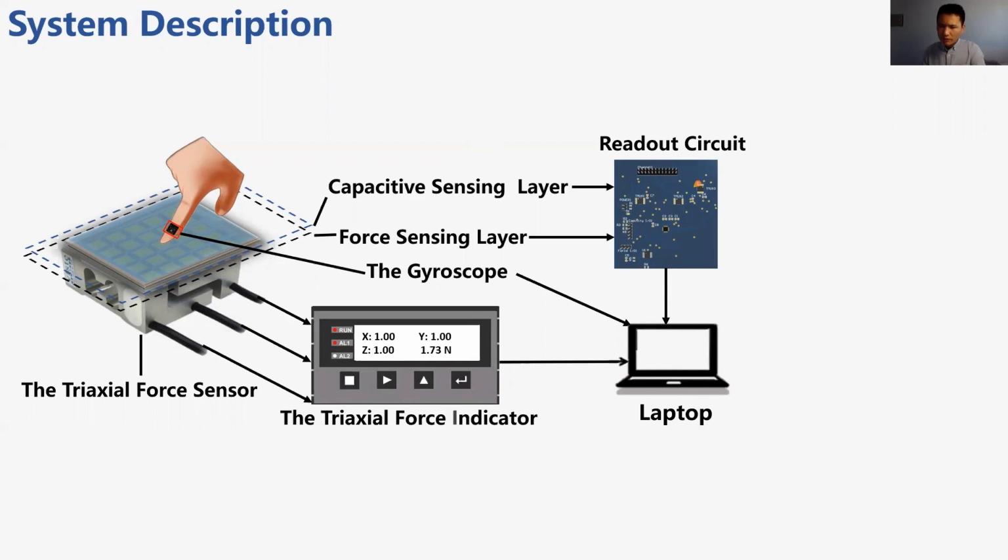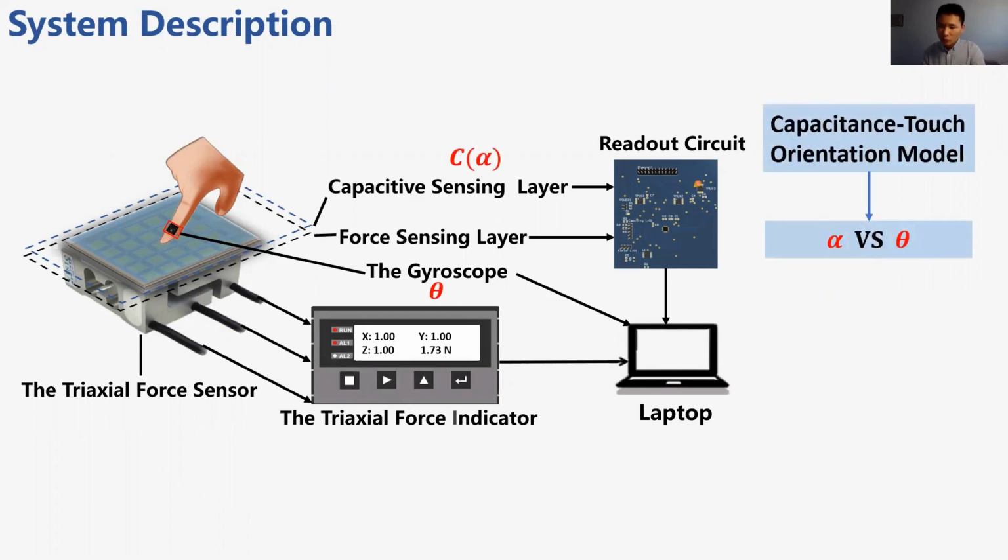Through the model of the relationship between the distribution of capacitance change and the touch angle, the measured touch angle can be derived from the change in capacitance. Through a simple trigonometric function formula, the perpendicular force detected by force sensing layer is converted into an oblique force, and then compared with the true value measured by the triaxial force detector, the accuracy of force detector of the system can be known.